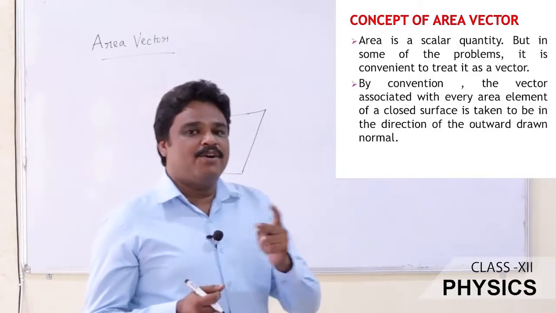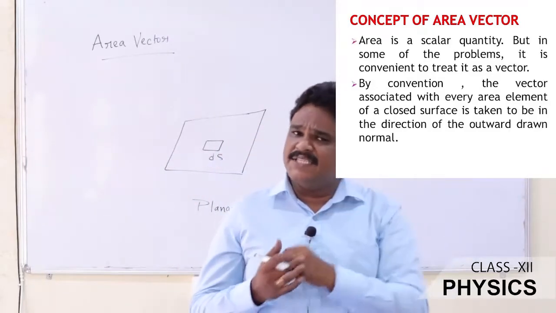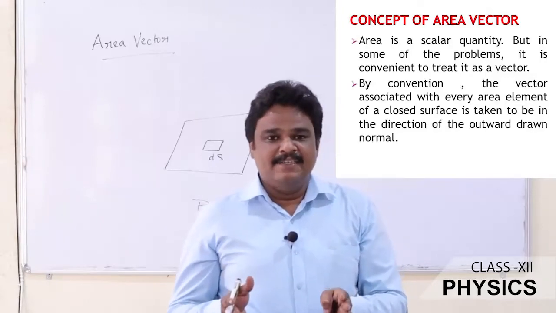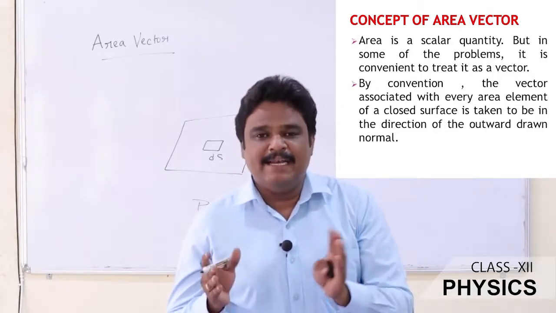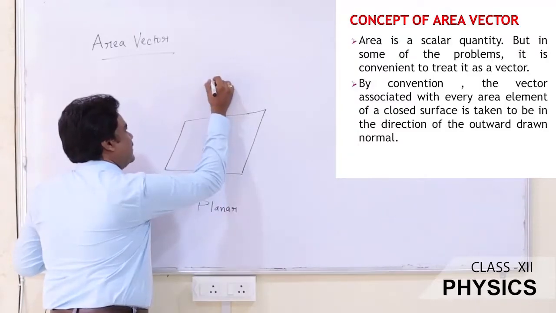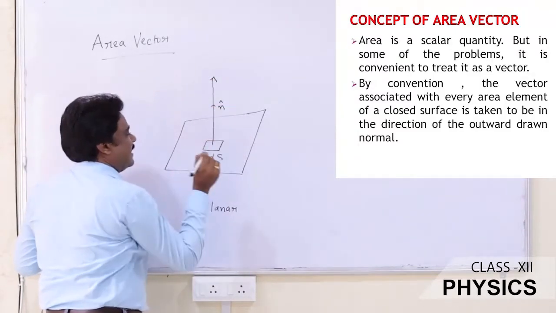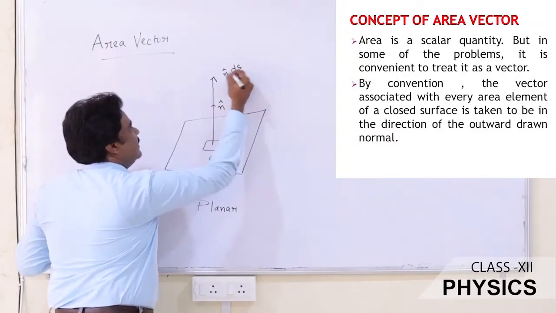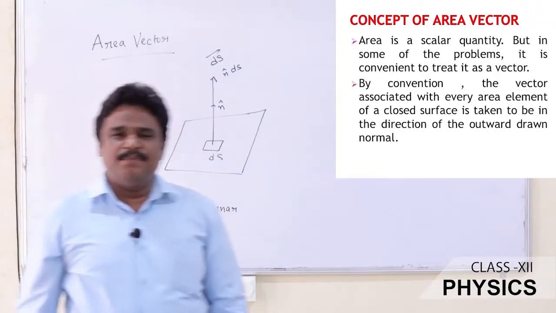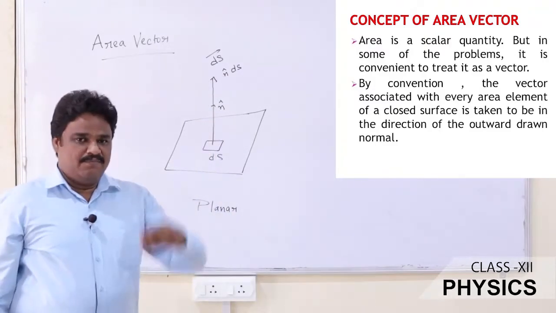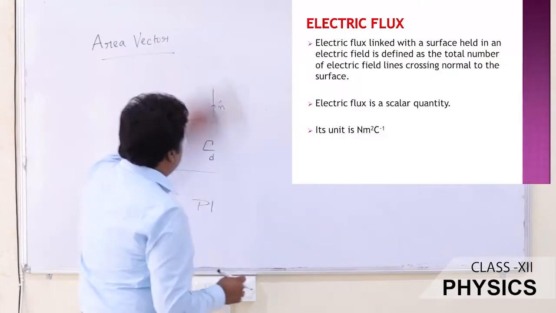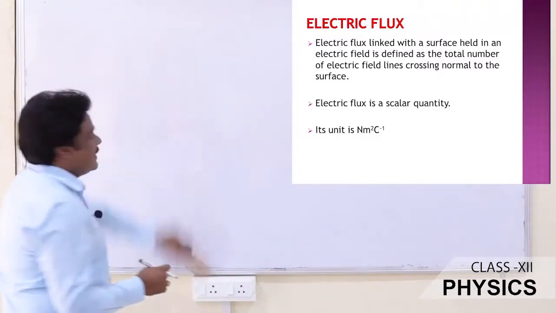Now, you know, normal can be drawn in two directions. It can be normal inwards. It can be normal outwards. So by convention, if I am going to give direction to an area element for a closed surface, I will be drawing outward normal. I am going to draw outward normal like this. I am going to mark this as unit vector n cap. So n cap ds represents the area element vector, that is ds vector. Once again, it is the most important concept that will be very useful for studying of the next topic, that is Gauss's theorem.